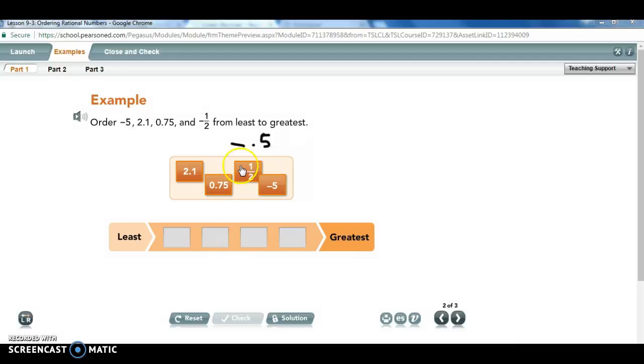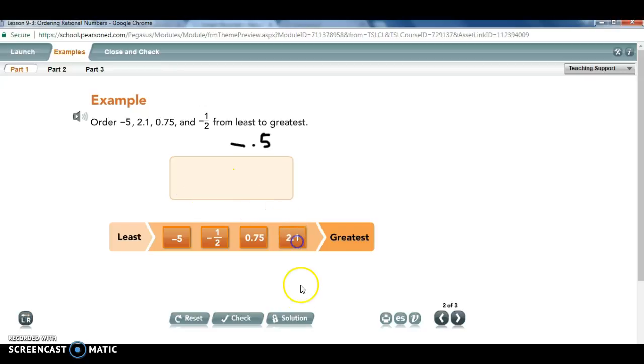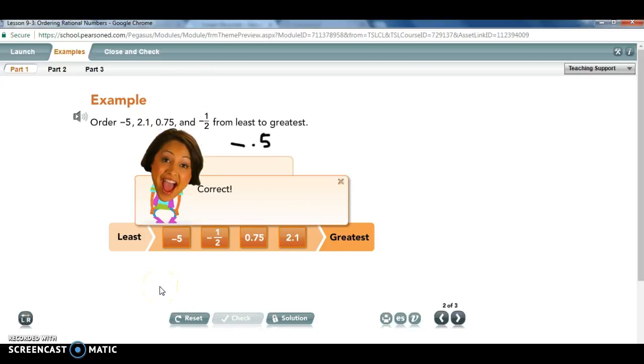So when I'm looking at -1/2 and -5, this one's the least, this one's a little bit bigger. This one has a 0 in the one spot and this one has a 2. So I know that I can then order them just like this, that 2.1 or 2 1/10 is my greatest number on here. If I checked the answer, you'd see I got it right.